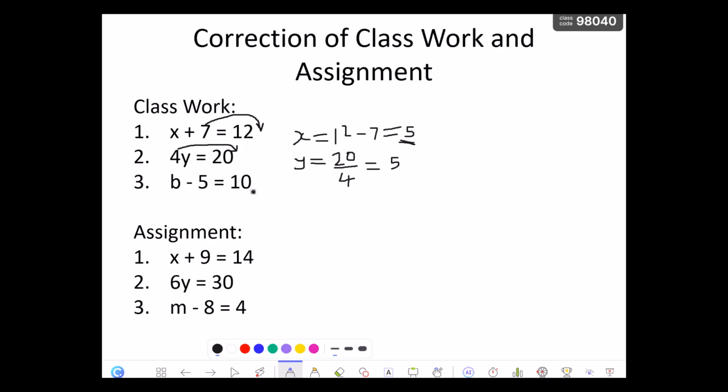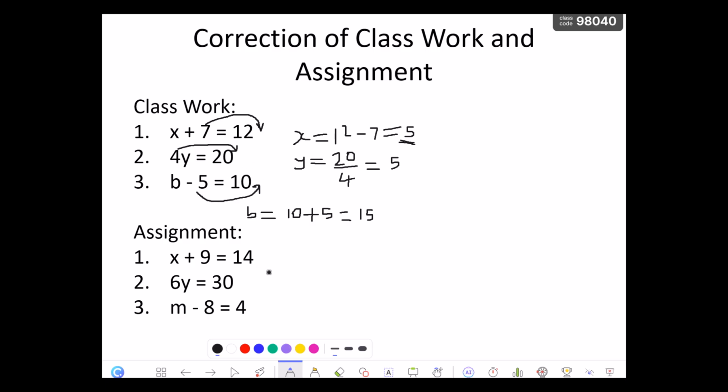Then the last question, the same thing, minus 5 will cross over to this side. And when it crosses over, b is going to be 10 minus 5. Sorry, it is a negative 5, so it's going to be a positive number. Don't forget that this is negative 5. When it crosses over, it will become positive. So b is going to be 15. So this is the correction of the classwork. In case you missed the class, you can go through it again and understand what we are doing.